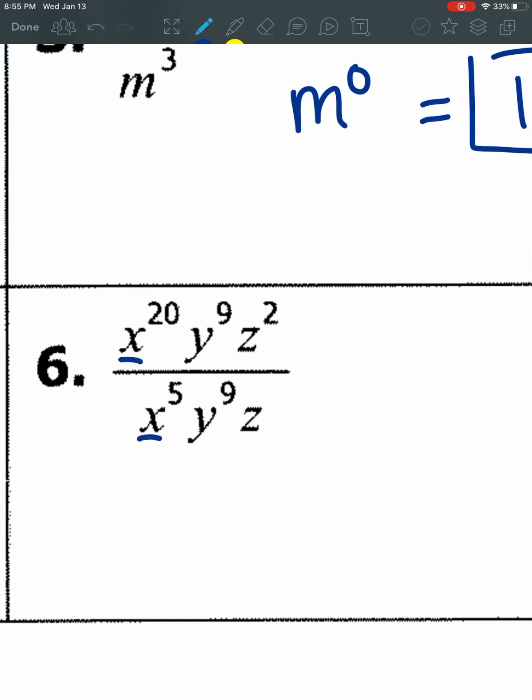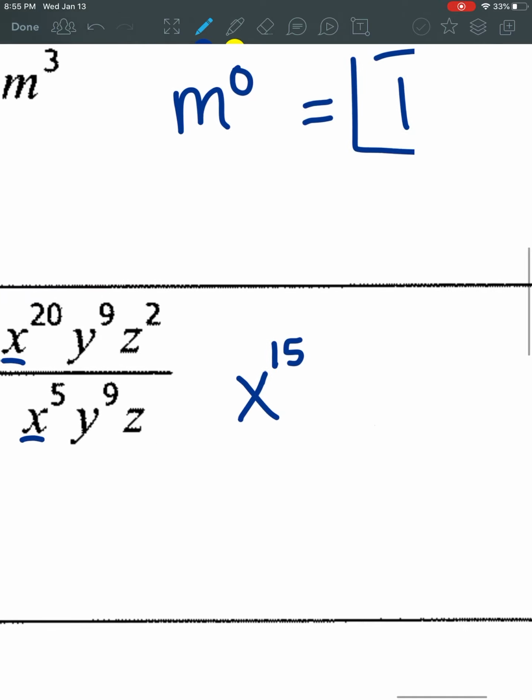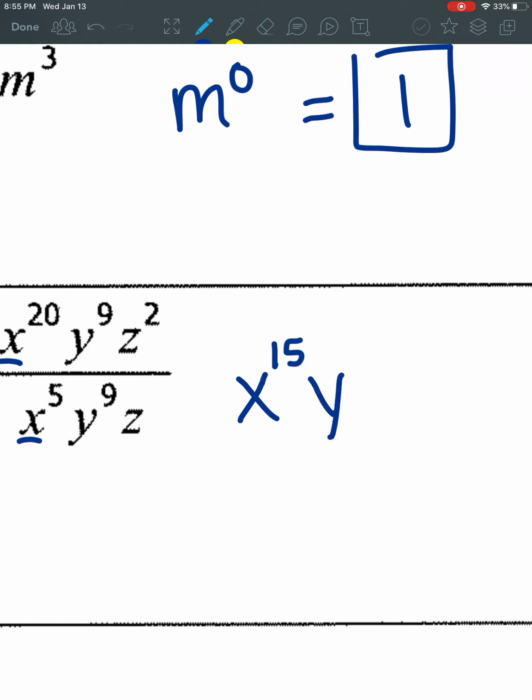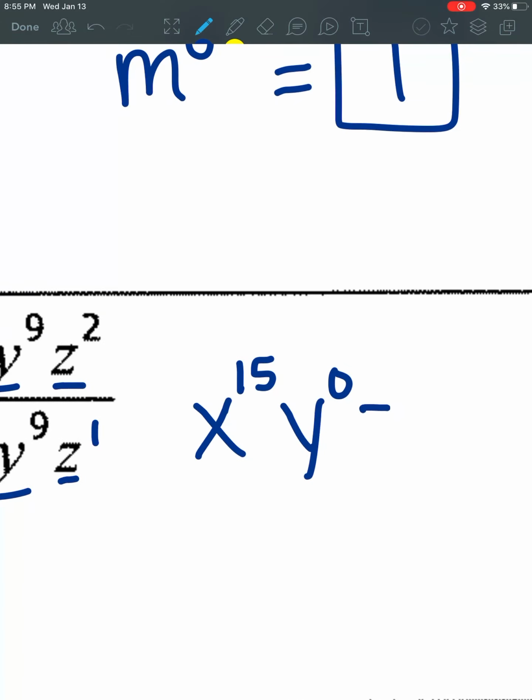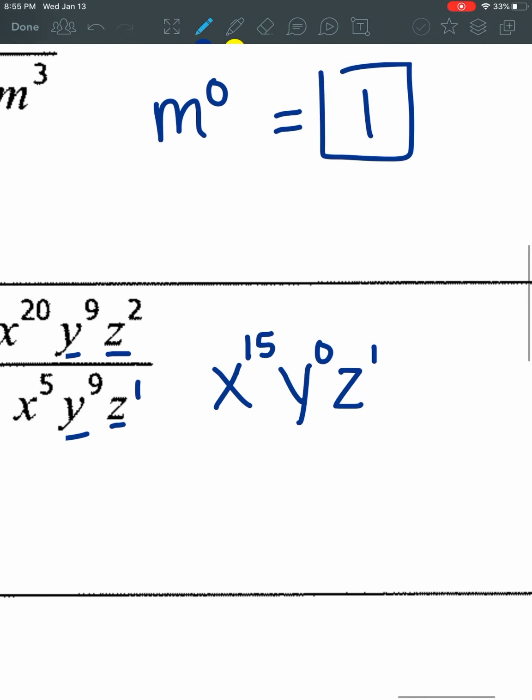And now we have 3 variables, so pair up the common bases. 20 minus 5, so we have x to the 15th. y, 9 minus 9, so we'd get 0. And then remember the bottom z here really has a power of 1. So we'd get z to the 1st.